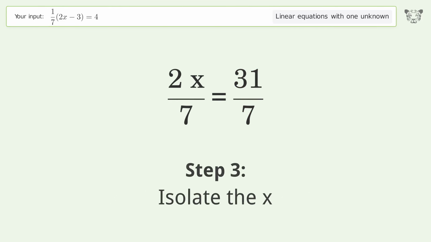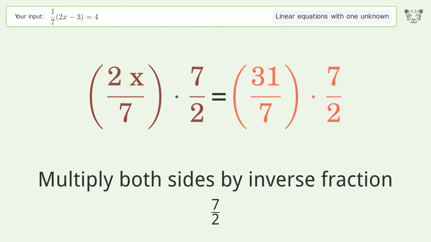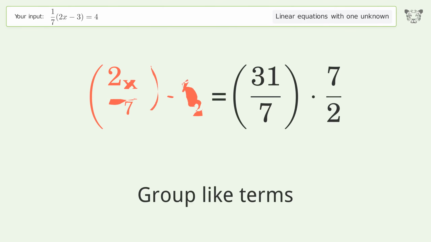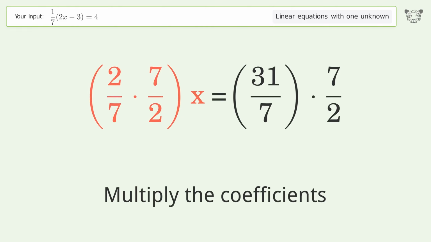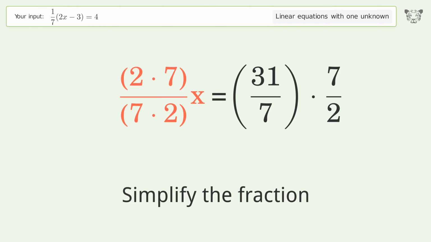Isolate the x. Multiply both sides by inverse fraction 7 over 2. Group like terms. Multiply the coefficients. Simplify the fraction.